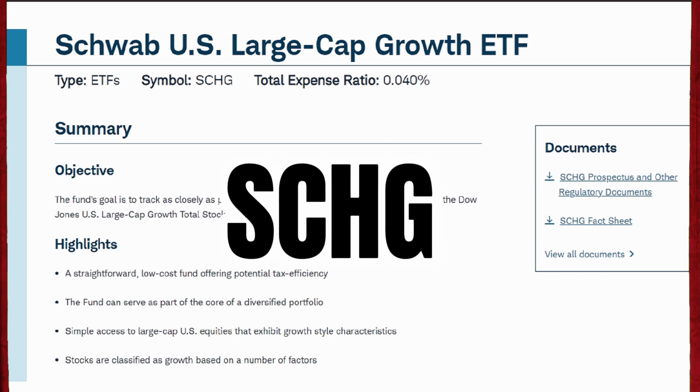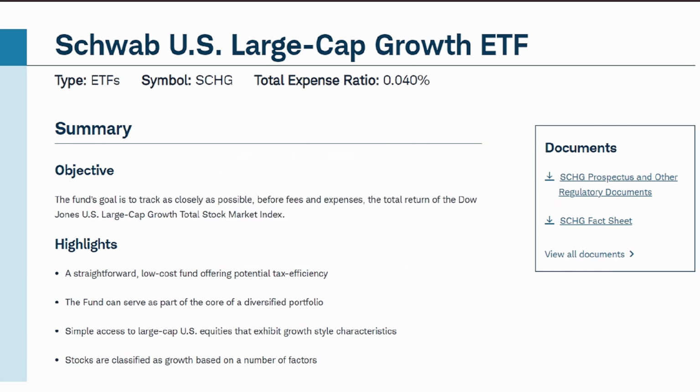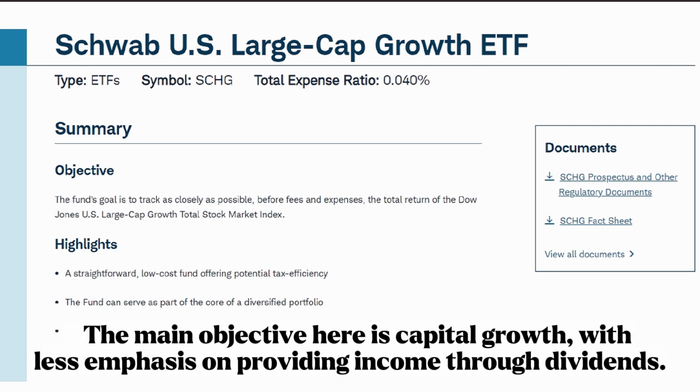This one's been setting the market on fire. This ETF is also from Charles Schwab, but the fund's goal is to track as closely as possible, before fees and expenses, the total return of the Dow Jones US Large Cap Growth Total Stock Market Index. SCHG aims to closely mirror the performance of that index. It targets US companies with high growth potential. The main objective here is capital growth, with less emphasis on providing income through dividends.